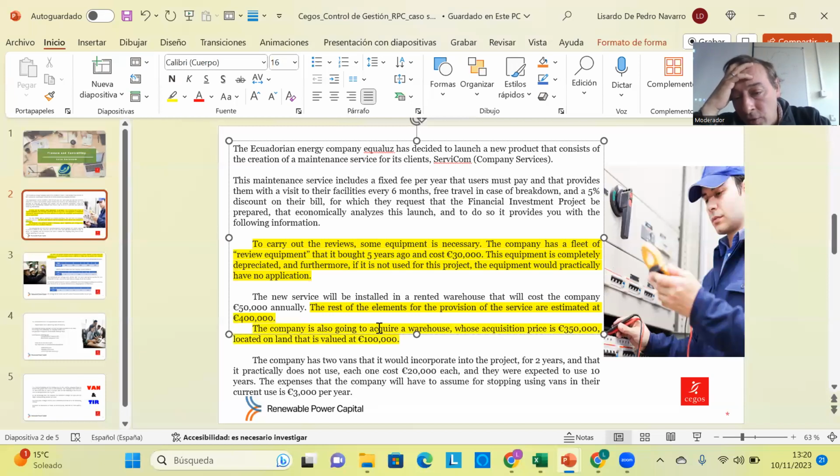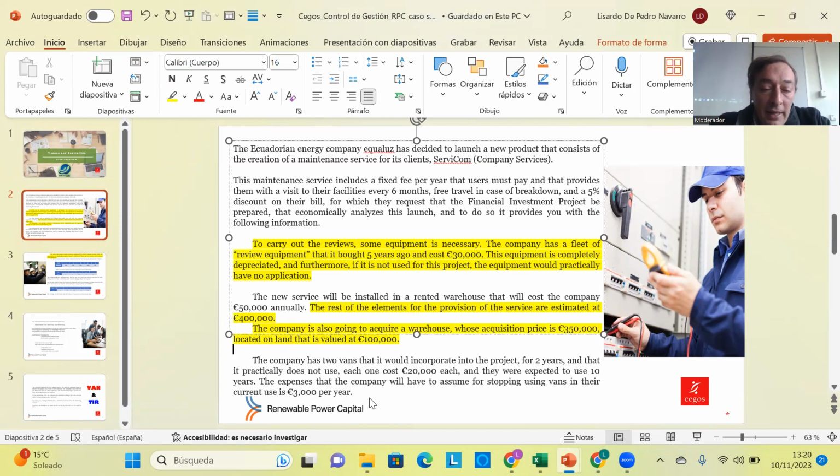One of them is a sunk fund, okay? That is the cost of the vans. We are going to see now which cost we are going to use, but we also have an opportunity cost. The opportunity cost is the expenses that the company is going to have in the current unit where they are using them, okay? That is the 3,000 euros per year.